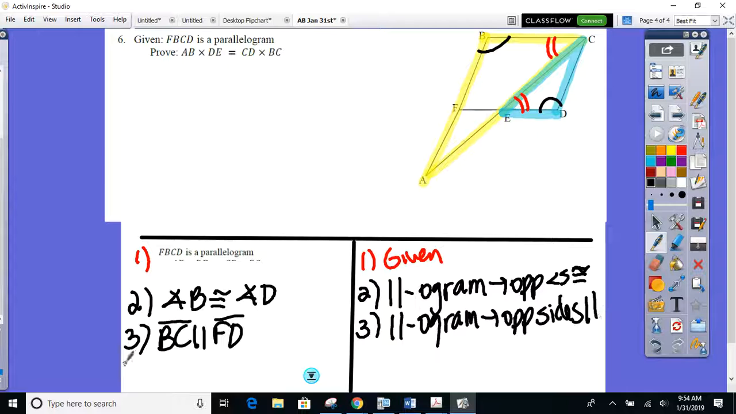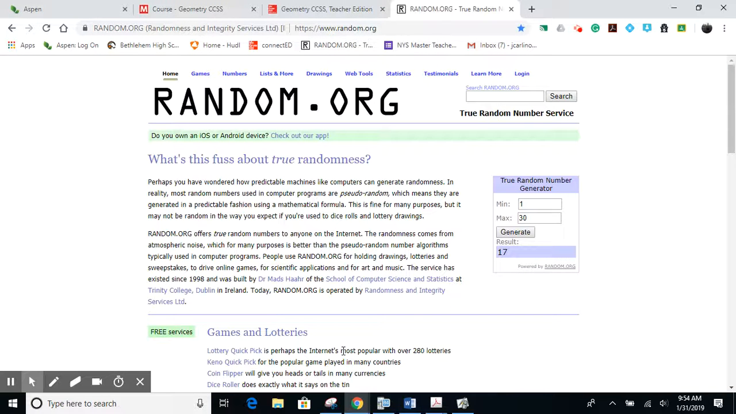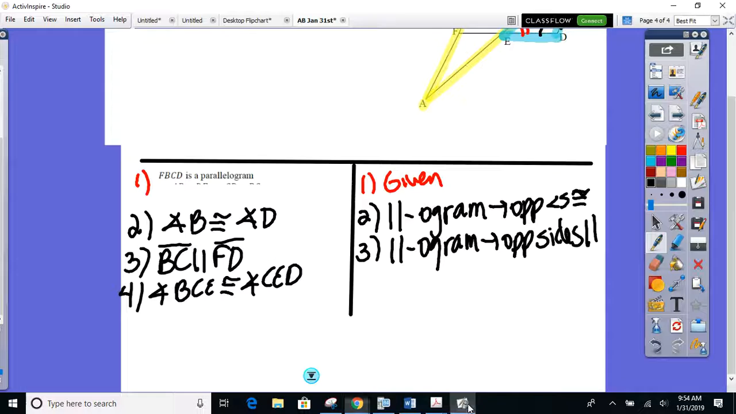Then you could say those angles are congruent. Angle BCE is congruent to angle CED. How about a reason? We've already kind of discussed it, but what's the reason? 7, great job. 28, great job. 10, awesome job.